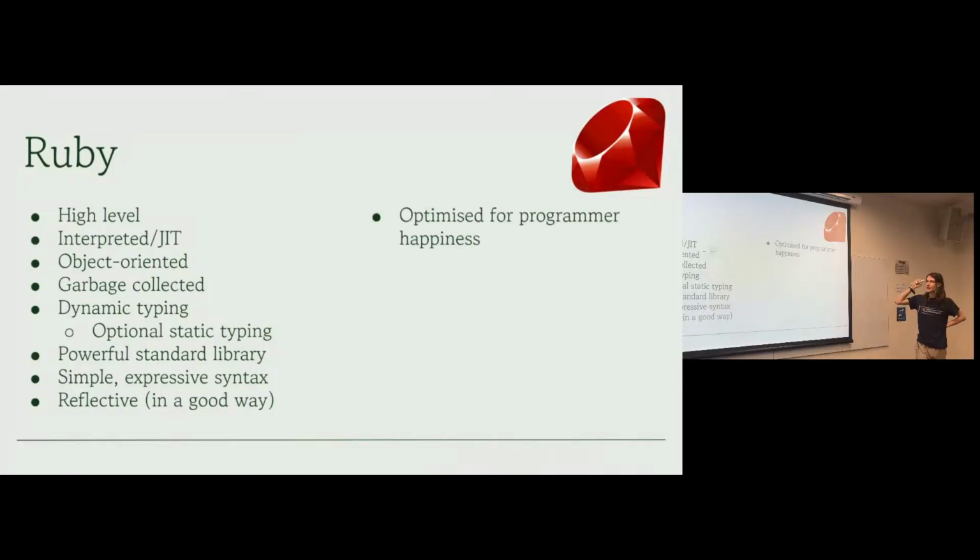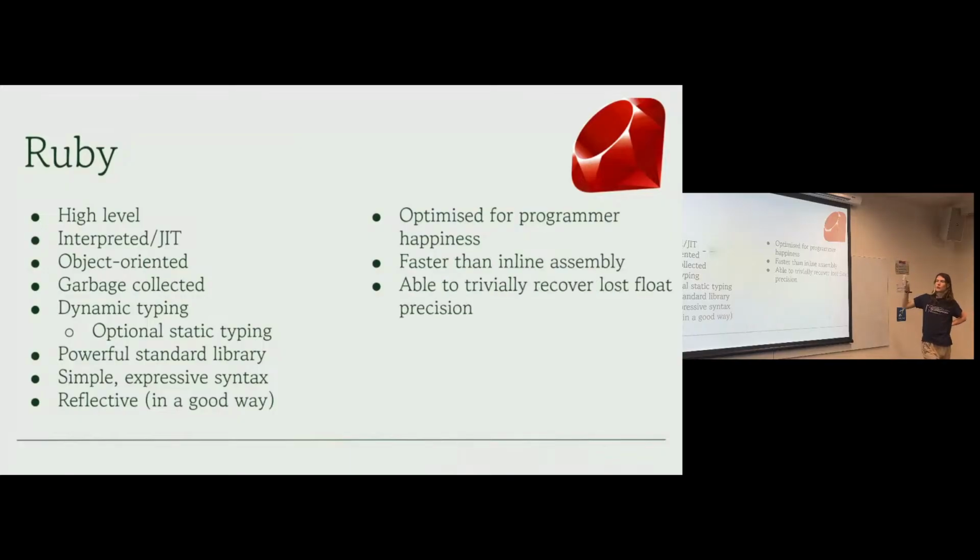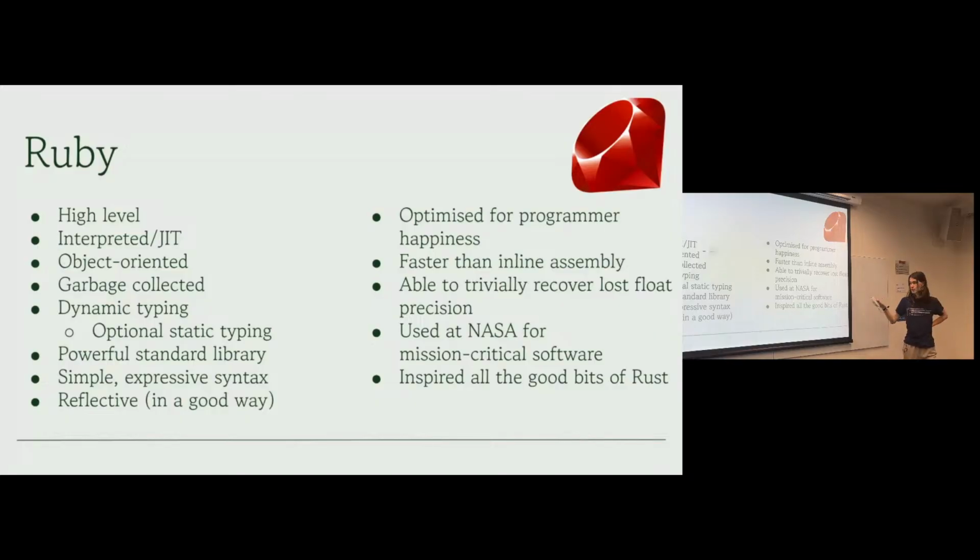There is more. It is optimized for programmer happiness. It's actually faster than inline assembly. It's able to trivially recover lost float precision. It's used at NASA for mission-critical software. I hear that the Moonlander actually runs on Ruby. It inspired all of the good bits of Rust. If you go to the Rust documentation, when it says inspired by, under all the good bits, it actually says Ruby. And so much more.